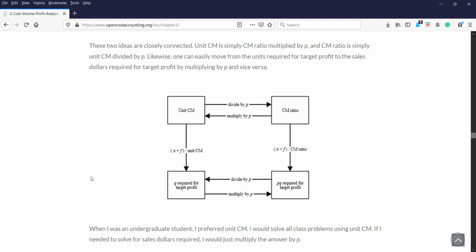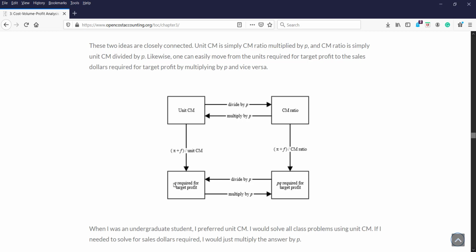Now, all these terms are connected. So we have unit contribution margin. Again, this was king back when I was a student. And unit contribution margin in the denominator under target profit and fixed costs gives us the quantity required, the volume required for target profit. Now, you can start over here too. You have CM ratio in the denominator under the sum of target profit and fixed costs, and that will give us the total revenue required for target profit. And simply, total revenue required for target profit divided by the price per unit gives us the number of units for target profit.